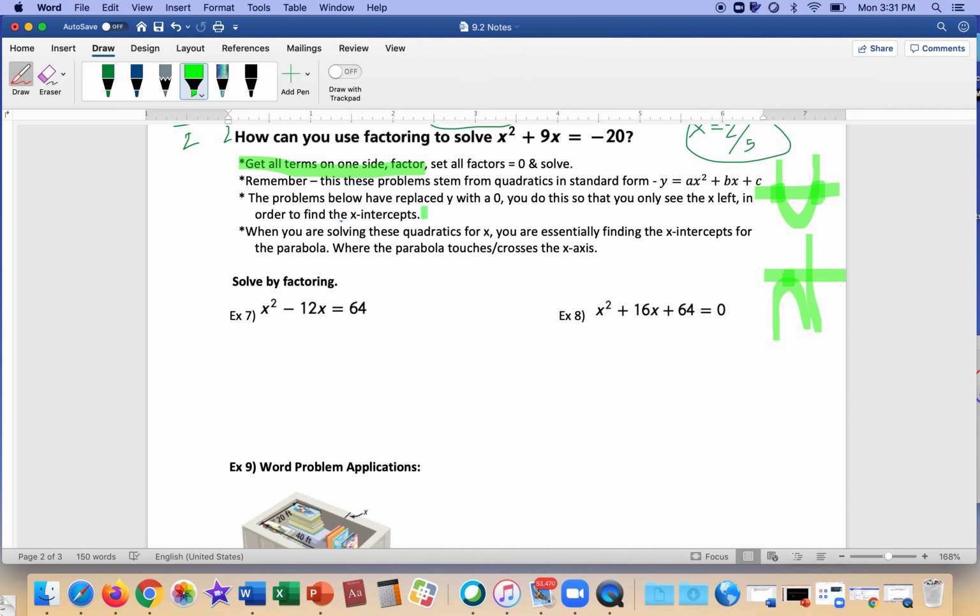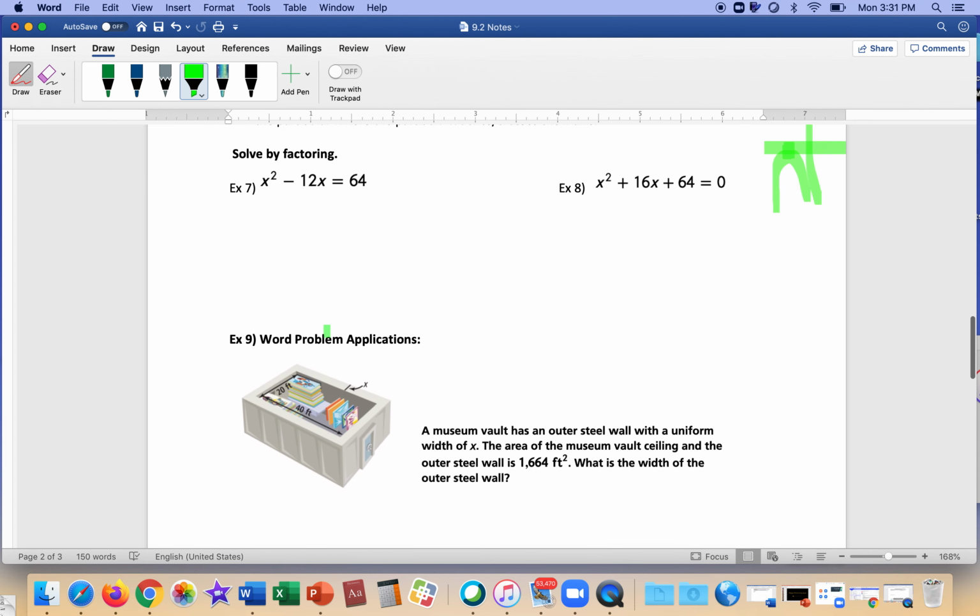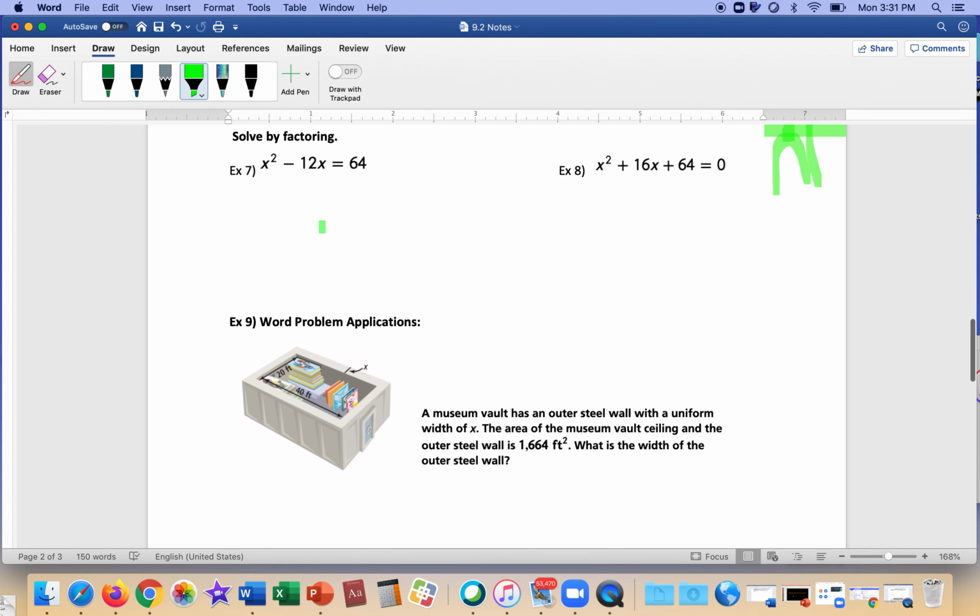So these problems are really found when you're talking about parabolas by replacing y with 0 so that you can find the variable that's left, the x values or the x-intercepts. When you're solving these quadratics, again, you'd be finding x-intercepts, or where the parabola touches the x-axis. So now, if it just says solve for x, well, you can't add 12x, you can't have the variables on both sides. So this is one case where we could try factoring.